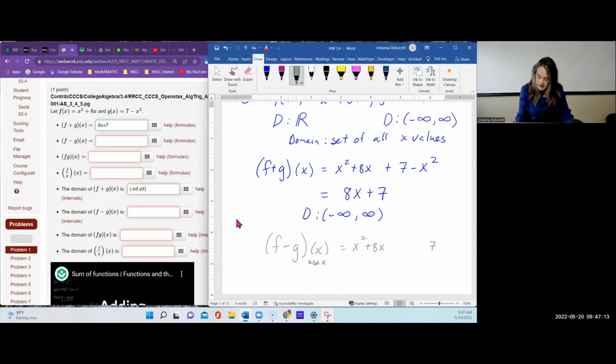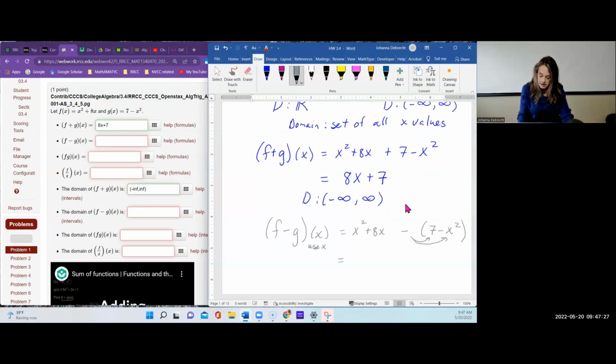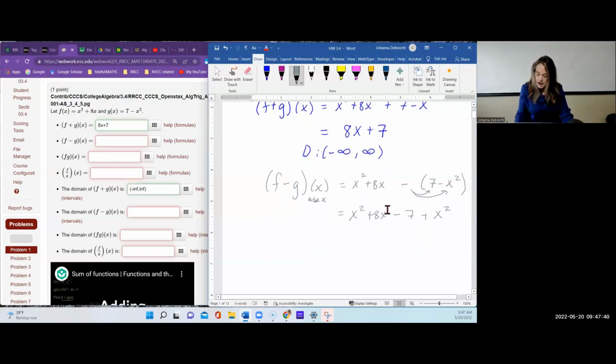G was 7 minus x squared. To subtract all of g, because it is two terms, I need parentheses around g. Then the negative is going to distribute over both the terms on the inside of the parentheses. This leads to x squared plus 8x minus 7 minus x squared. Oh, plus x squared. Don't forget the double negative. In this case, I again have two like terms, x squared and x squared, but this time they do not cancel. Instead, they double to give me 2x squared. Then I have plus 8x minus 7.